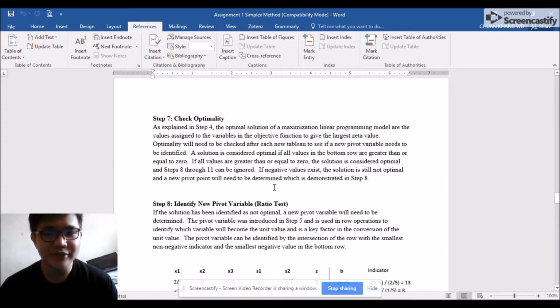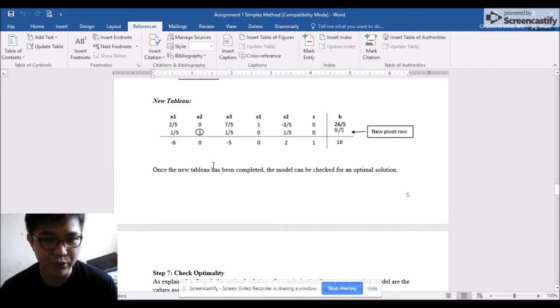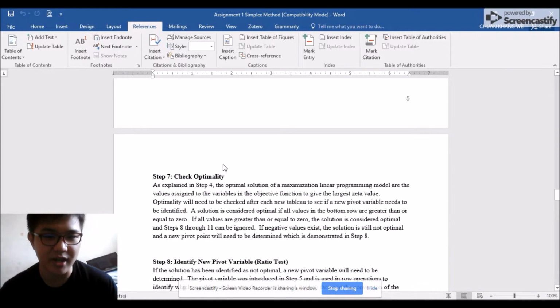Now I will continue on the simplex method of getting an optimal solution. After we get the first new table, we need to check the optimality. How do we check whether the solution is optimal? In this case, we need to check the last row to make sure that there is no negative coefficient in the last row. In this case, there are still negative coefficients in the last row. So we need to make a new table until there is no negative coefficient in the last row.